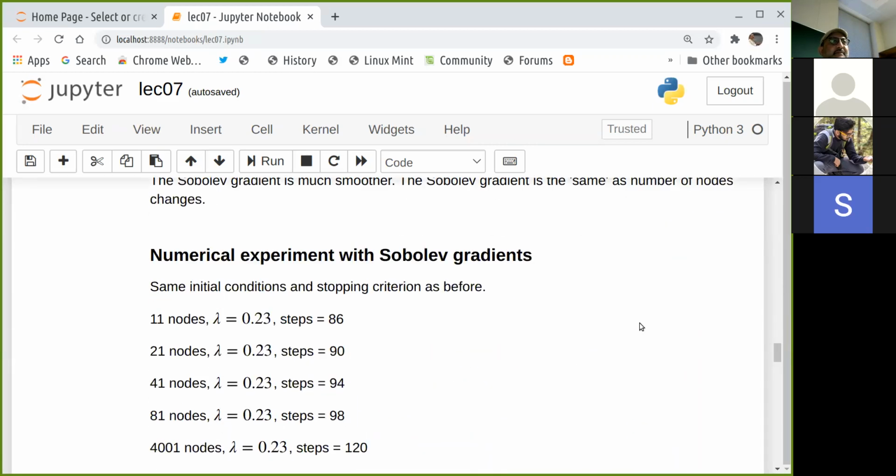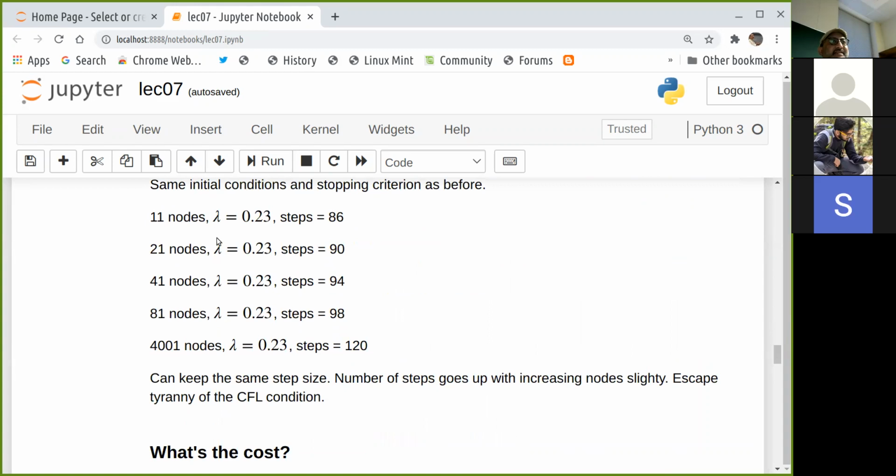And if I do the experiments, I can use the same step size. With the Euclidean gradient, as I increase the number of nodes, which means decreasing delta, I also had to decrease the step size lambda. But here I can use the exact same step size as I go from 11 to 21 to 41 to 81 to 4,001 nodes. I can keep the same step size. That means I'm not subject to the tyranny of the CFL condition.